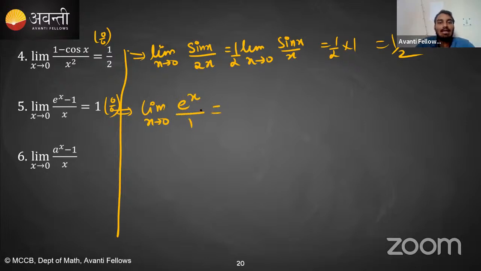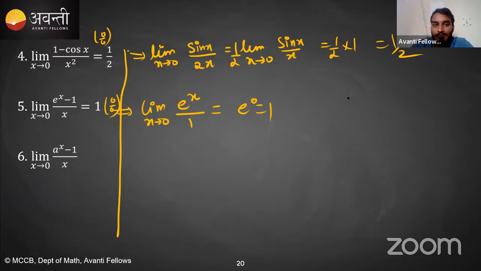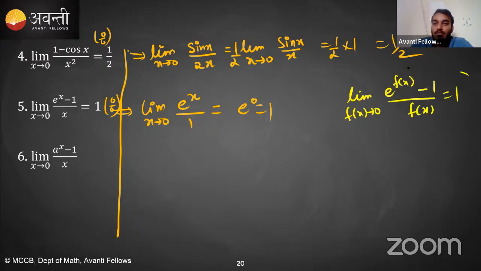So now we no longer have indeterminate form. Substitute x is equal to 0. We will get e raised to the power 0, which is 1. So it means e raised to the power x minus 1 upon x, where x is tending towards 0, is 1. Clear? So what I mean to say, it's just not for x, any expression. Okay, what I mean to say is limit f of x tending to 0, e raised to the power f of x minus 1 upon f of x. It will be also 1.